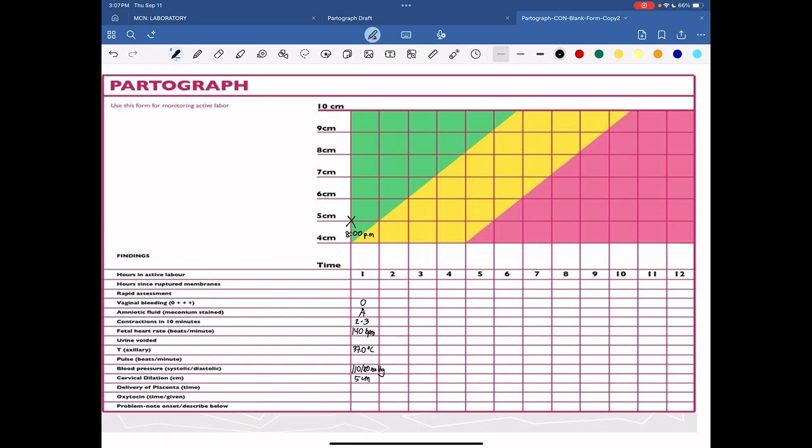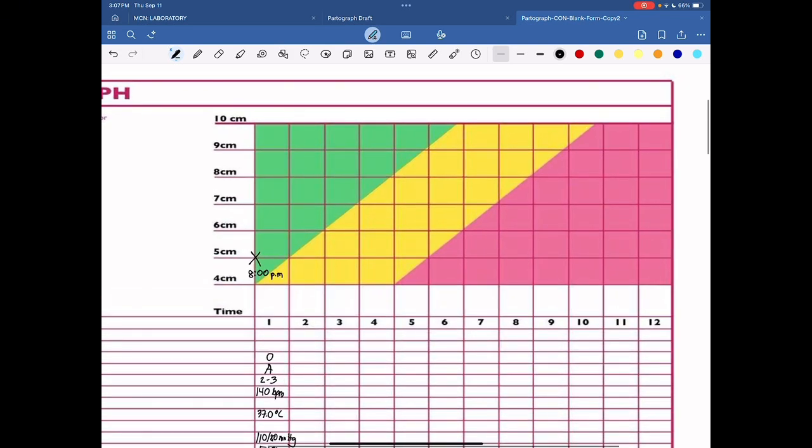So moving on, after 4 hours, Jenny was examined again. Let's proceed with the progress of labor first. We are going to count 4 hours: 1, 2, 3, 4. This is our 4th hour here at 12 a.m. At 12 a.m., Jenny Kim showed 7 cm in dilation. So we are going to mark it here.